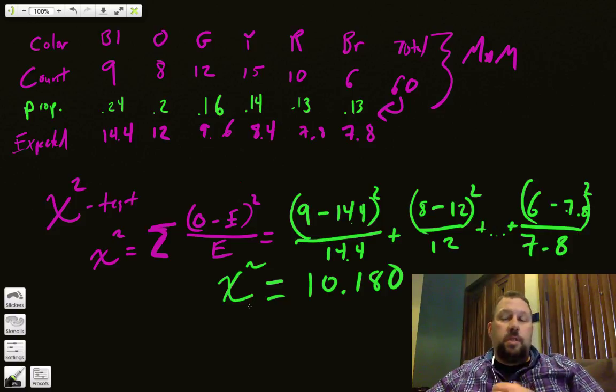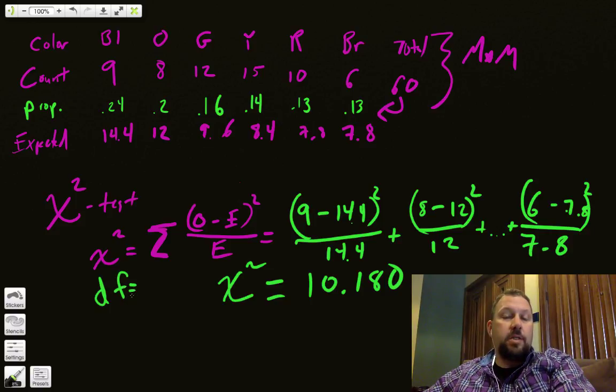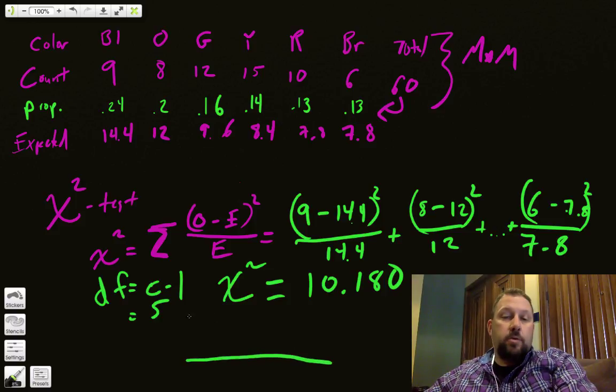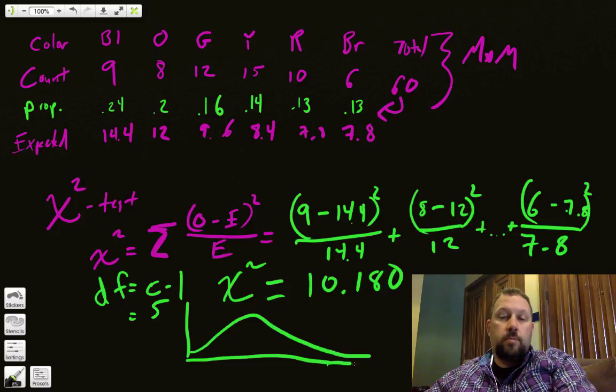In doing a t-test or a z-test, this would seem like a crazy huge number. In a chi-squared, it's not so much. Again, the degrees of freedom here, much like the t, is going to equal the number of categories minus 1. So we had each color as a category: blue, orange, green, yellow, red, and brown. That's 6 categories, so my degrees of freedom is 5. A chi-squared distribution is a right-skewed distribution. I have this value here, 10.180.